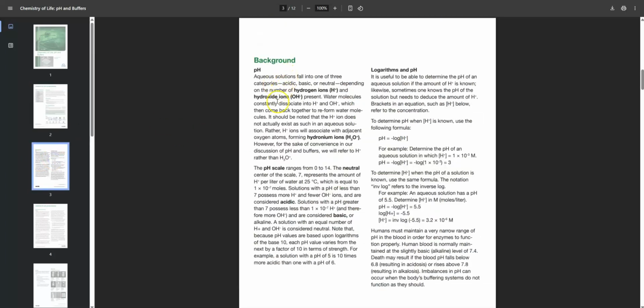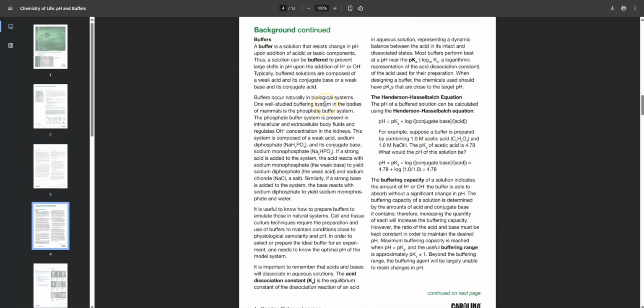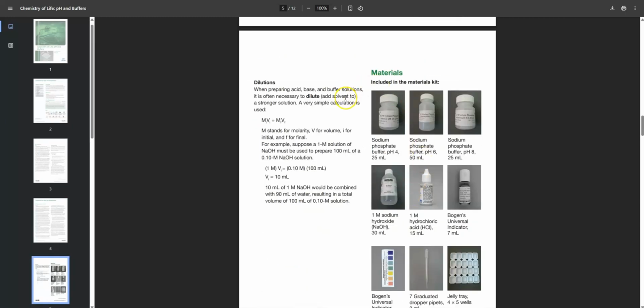The background information that's listed here talks about pH, looking at hydrogen ions versus hydroxide ions, what the scale is, what's considered an acid, and what is considered a base. You can also determine the pH of a solution using this formula. It also goes over what buffers are and the equation that's used for preparing a buffer solution and what the pH would be. And then it goes into the materials that you need. And this dilution equation is really important. I'm going to show you why in just a second.